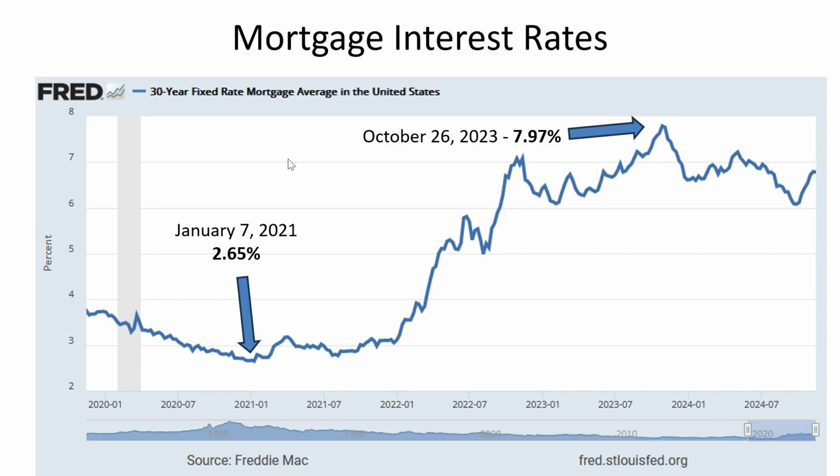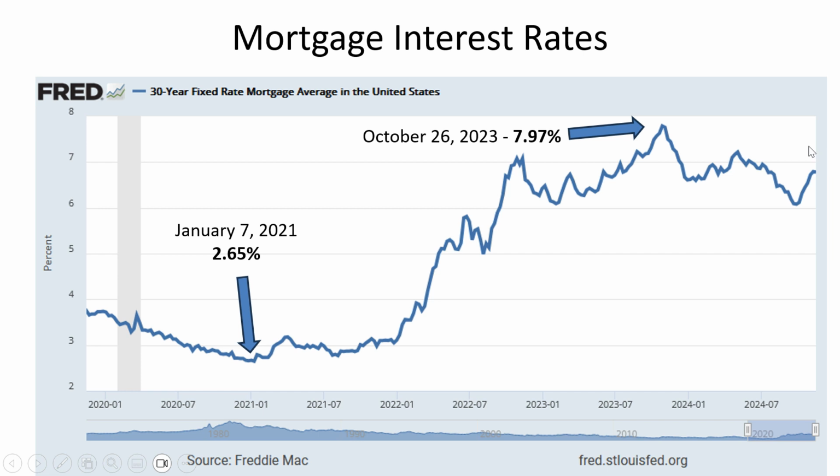So somebody back in January of 2021 would be crazy to do anything other than a fixed rate mortgage because it was historically low, not likely to go any lower. And if they had done an adjustable rate mortgage, they'd be really sorry when 5 years later, 7 years later, they had to reprice at the mortgage interest rate at that time. You can see that back in October of 2023, it was approaching 8%, and it's come down a little bit since then, but it's still quite a bit higher.